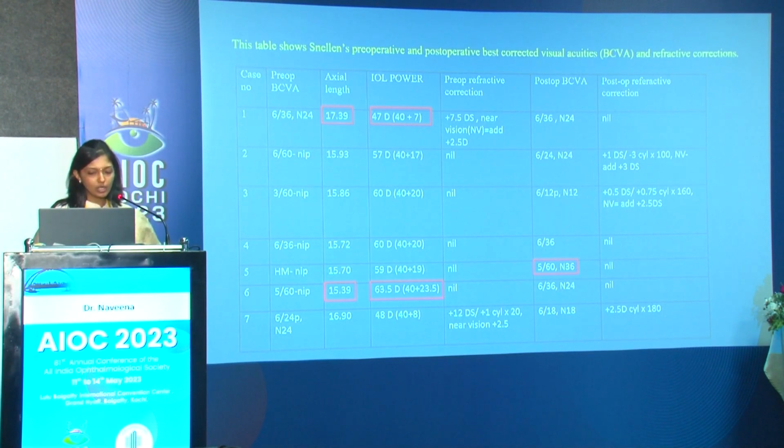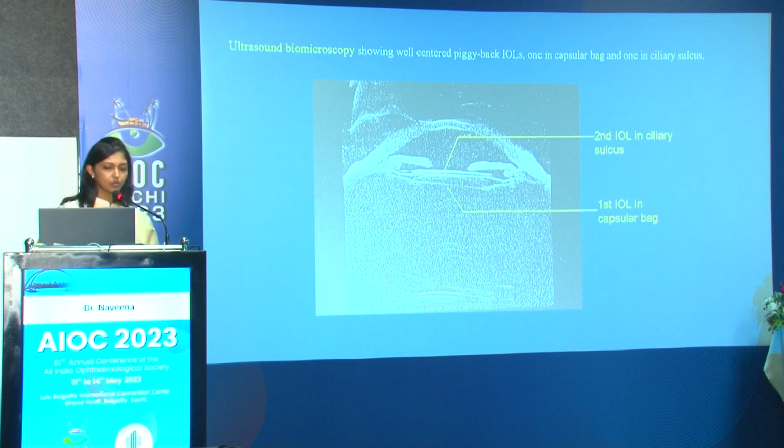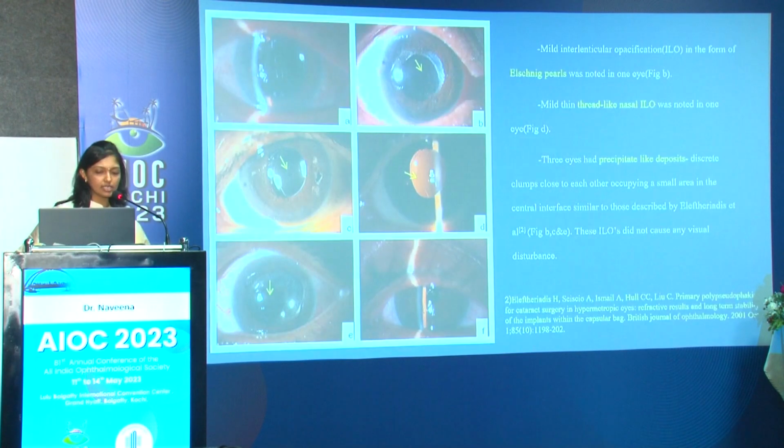Visual acuity improved in 5 eyes, remained unchanged in 2 eyes, and the visual acuity was poor in 1 eye, which was 5/60 because of glaucomatous optic nerve damage. Ultrasound biomicroscopy was done for all patients, which showed well-centered piggyback IOL with 1 in the capsular bag and 1 in the ciliary sulcus in 6 eyes, except in 1 eye, which is shown in figure E, which had an optic capture and tilt of the sulcus placed IOL.